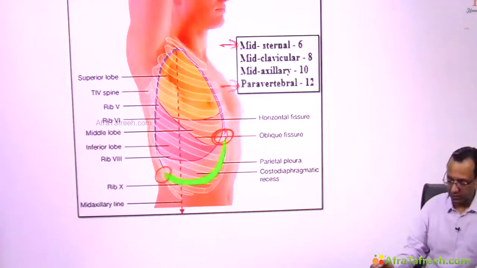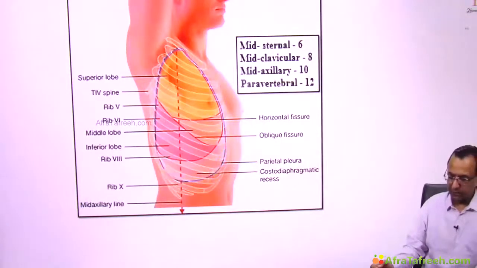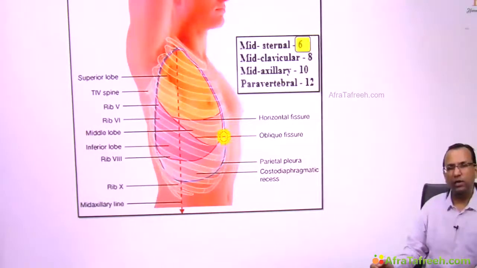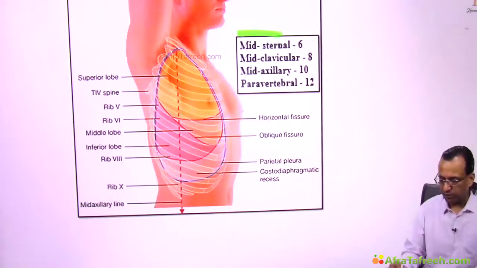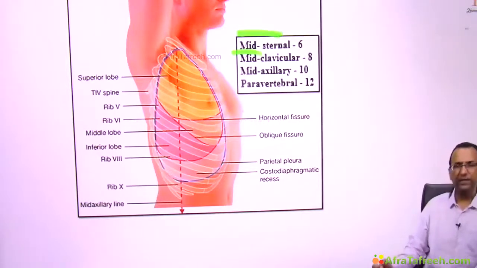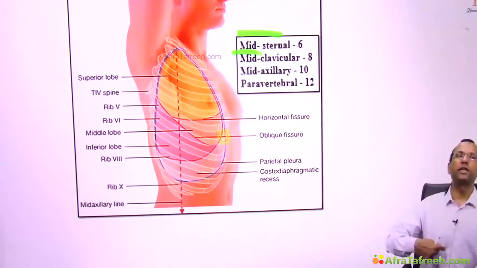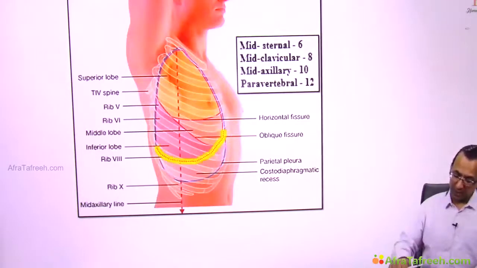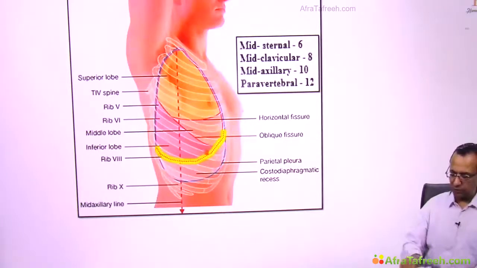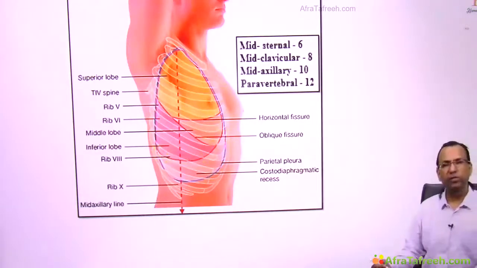Yes, let us discuss the lungs. You see, the lung and pleura on the right side begin at the same level. They begin at the same rib, the 6th rib in the mid-sternal line. After that, you will see the right lung is 2 ribs higher than the pleura. But why is the lung 2 ribs higher than the pleura?